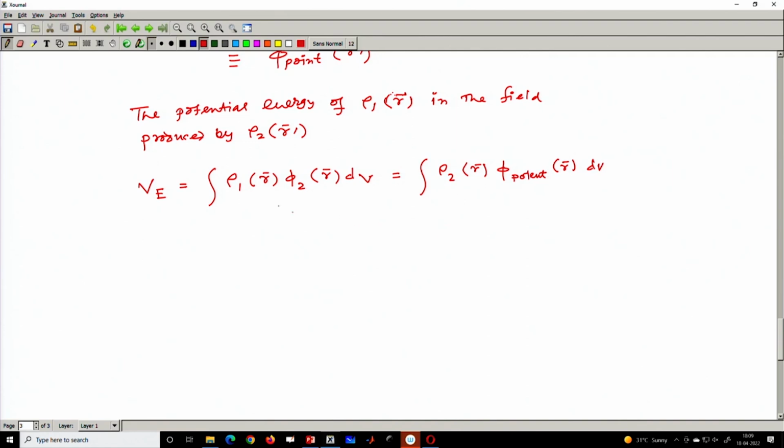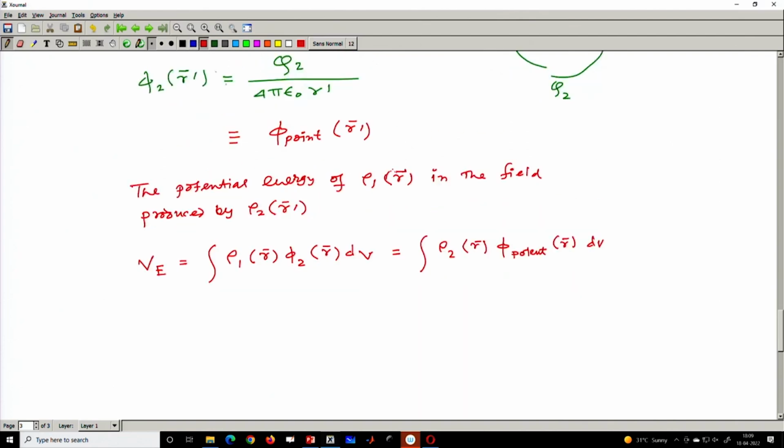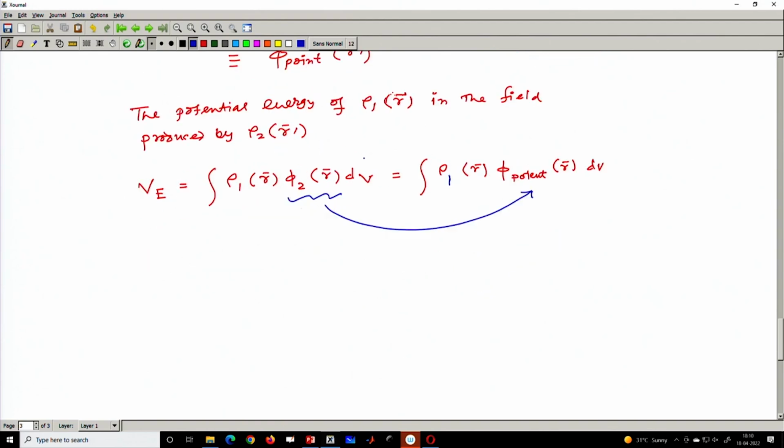I am just simply writing the same thing. Phi 2 I just replace by this phi point. So, this has to be not rho 2, this has to be simply rho 1. So, this is the same thing, because that quantity is simply replaced by this, which I already mentioned here.